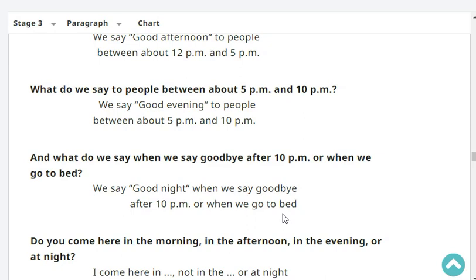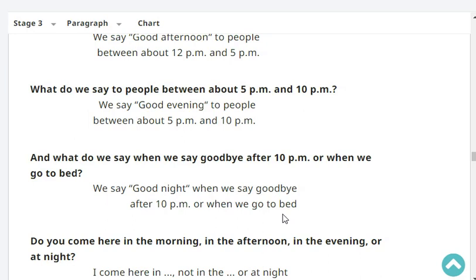And what do we say to people between about 5 p.m. and 10 p.m.? We say good evening to people between about 5 p.m. and 10 p.m.